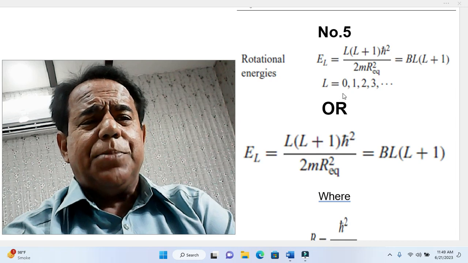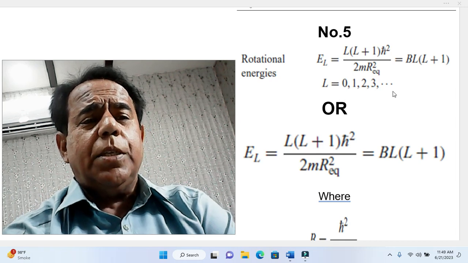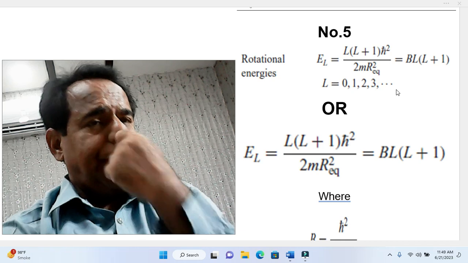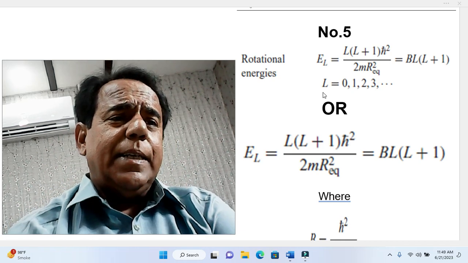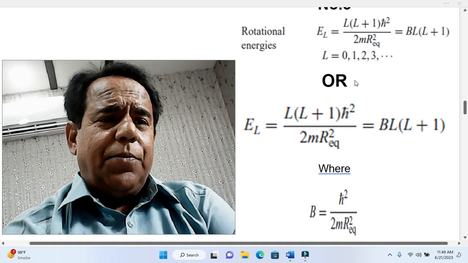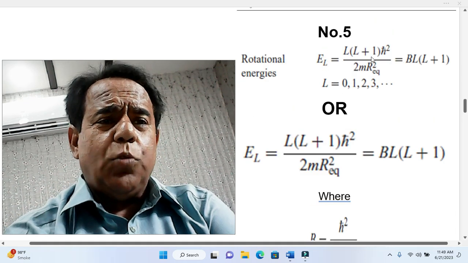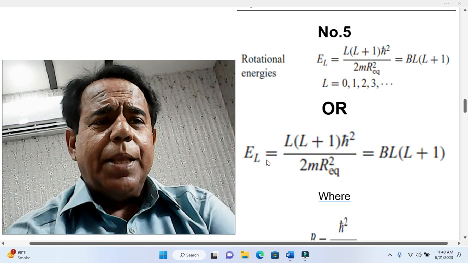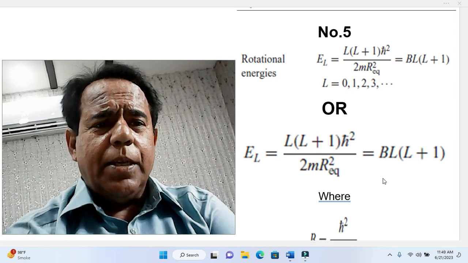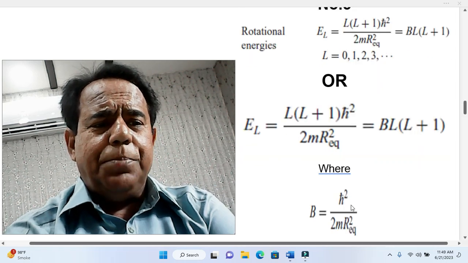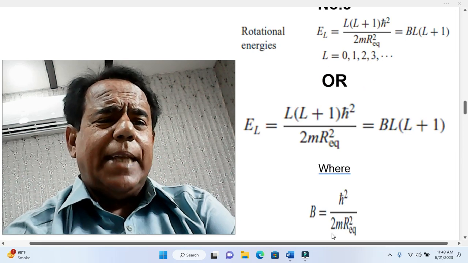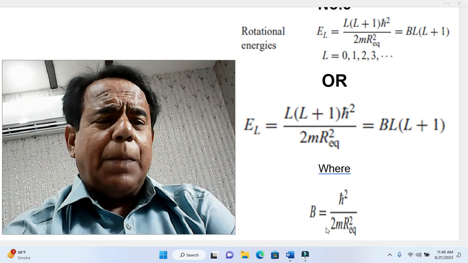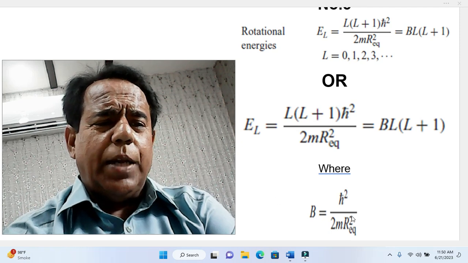L starts from 0. Okay, L equal to 0, 1, 2, 3, 4, 5. As we put the value of L, we get rotational energy levels. An alternate version of this expression has been given as E_L is equal to this, where B is equal to this. Okay, no change. The only change is that here B separately has been shown as equal to this.